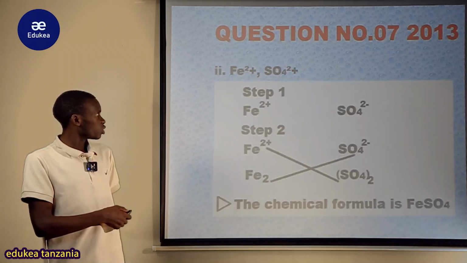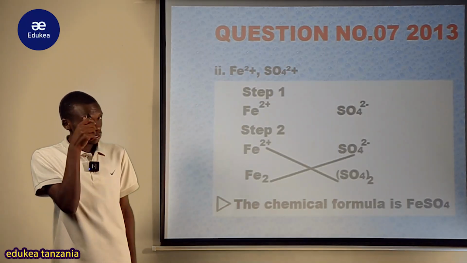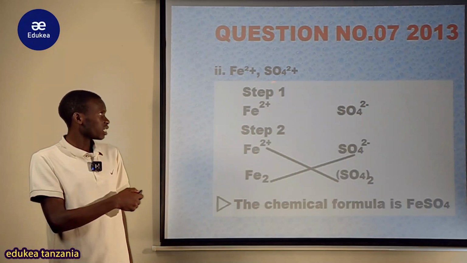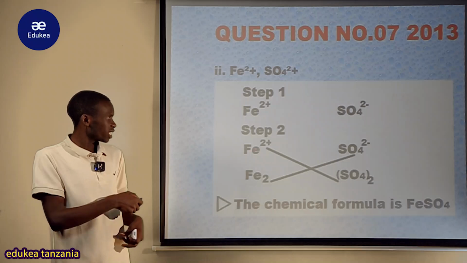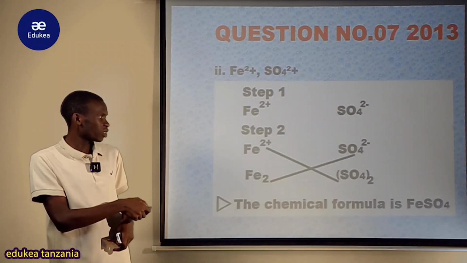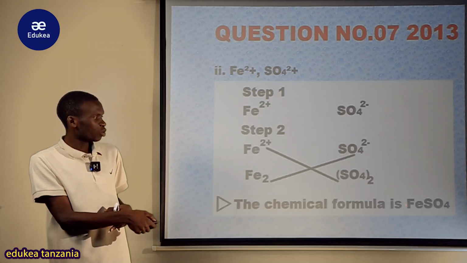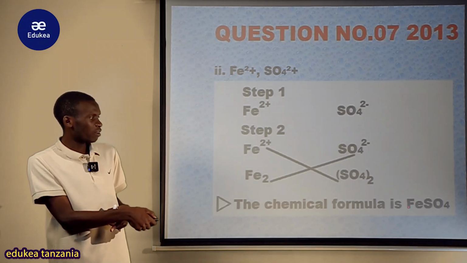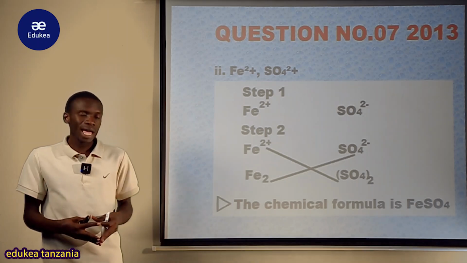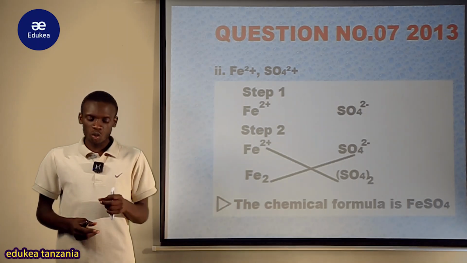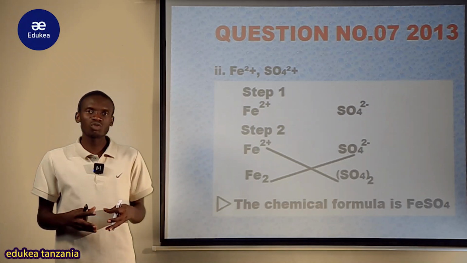And number 2 was combination of iron 2 and the sulfate. So step 1, as usual, write the ions. After writing the ions, exchange the valences. But this is 2 and this is 2. So since they are the same valence, then the answer will be FeSO4. This will be the chemical formula for iron 2 sulfate. So this was how the question was supposed to be answered, the question number 7 of 2014.